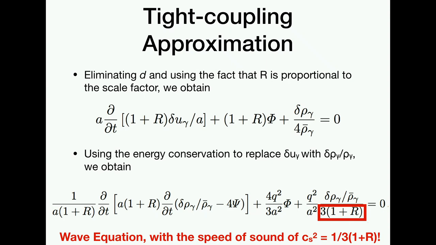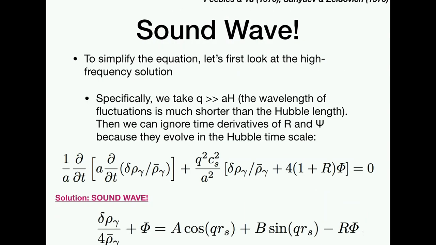And then now we take the limit in which R, which goes like A, and phi, which also evolves on the cosmological time scale, psi, which is basically the same as phi, and A also evolve on a cosmological scale. We're going to ignore the evolution of A or phi or psi compared to the frequency of our perturbations. Q is much greater than the change of the time scale of the change of these other variables. Then we can simplify the equation, and that's really the wave equation.